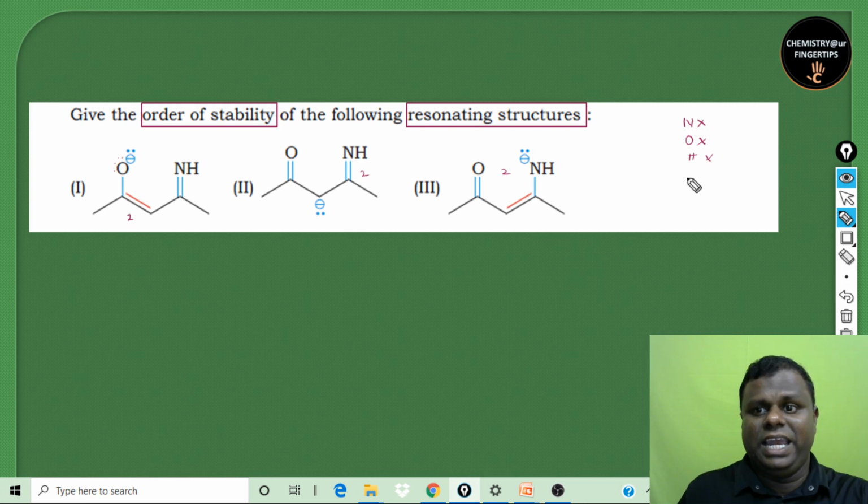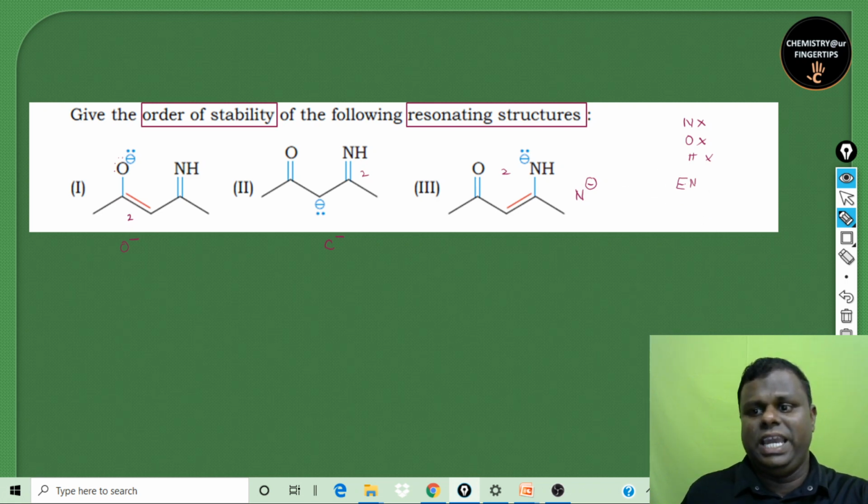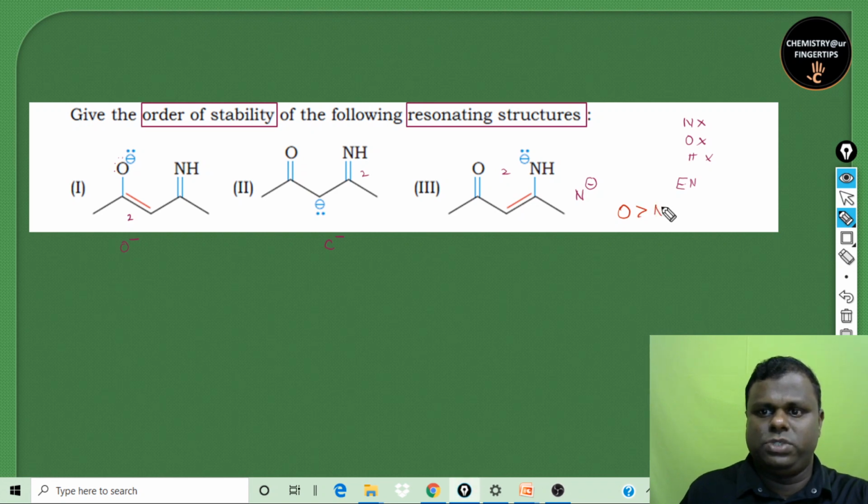Then you have the electronegativity principle. Let's talk about this. Here oxygen carries a negative charge, right? Here carbon carries a negative charge, and here nitrogen carries a negative charge, right? So now these three conditions are already met. Now we are supposed to rely on the electronegativity principle, right? So what exactly is going to happen over here? You already know that the electronegativity of oxygen is greater than nitrogen, which is in turn greater than carbon, right?